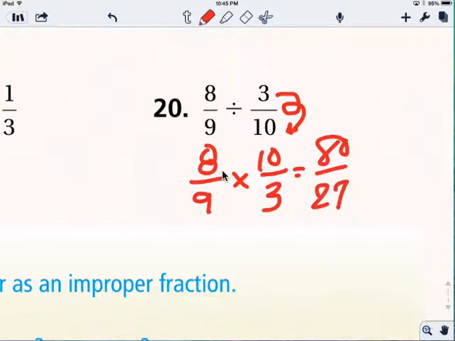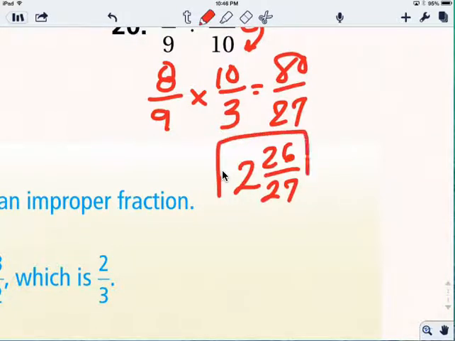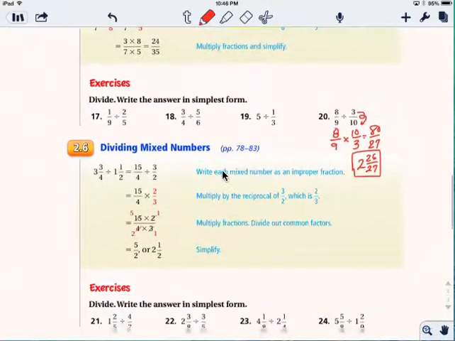80/27. Then 27 goes into 80 3 times. Is that right? No, 3 times 27 is 81, so it goes twice with 26/27 remaining. Same thing as multiplying mixed numbers.